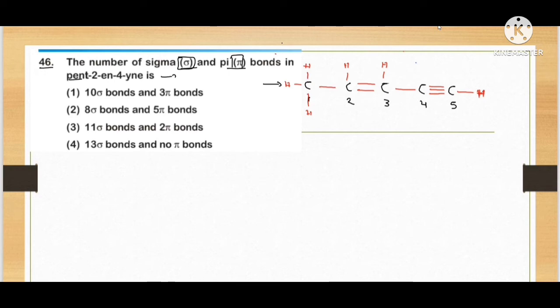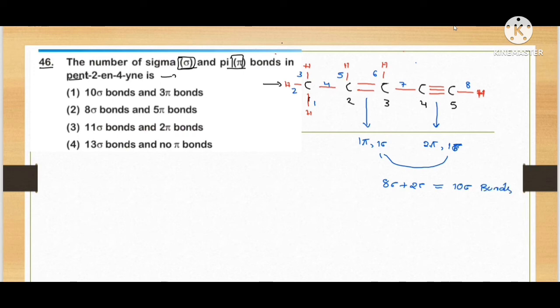Now let us count the number of sigma bonds and pi bonds in the given compound. Here 1, 2, 3, 4, 5, 6, 7, and 8. We know that a double bond contains one pi bond and one sigma bond. Also, a triple bond contains two pi bonds and one sigma bond. Here 8 sigma bonds are present. We have to add one sigma bond from the double bond and one sigma bond from the triple bond. It becomes 8 sigma plus 2 sigma, which gives 10 sigma bonds.